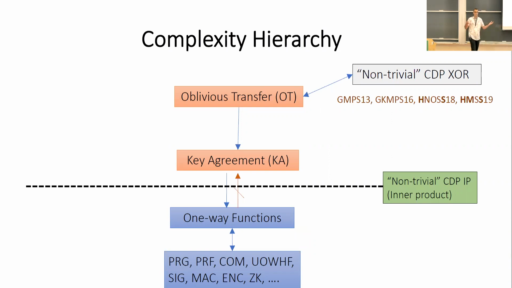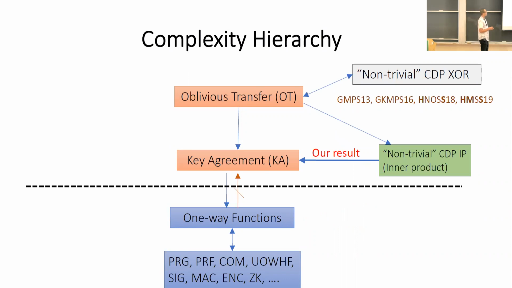In particular, non-trivial CDP IP, where you have large databases and you want to estimate the inner product. Again, we know that we can do it with oblivious transfer. We also know there is a result by Heiner and I showing that you cannot do it in the random oracle model, and thus it means that you cannot do it in a black-box way from one-way functions. And our result in this work is that this box implies key agreement. Namely, public key crypto is not only sufficient, it's also necessary for this task. Really, the place of this thing is the public key crypto world.